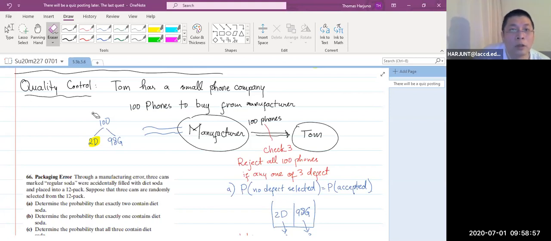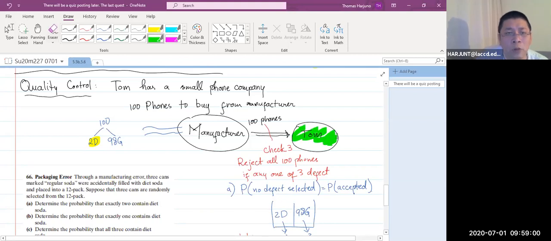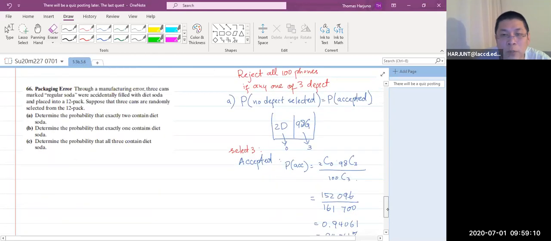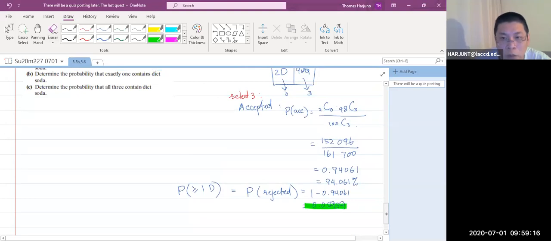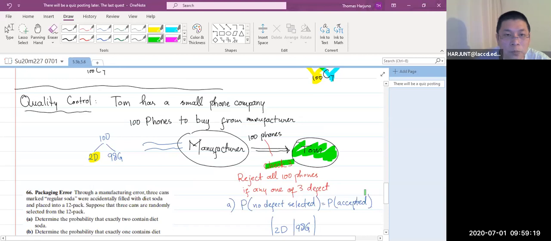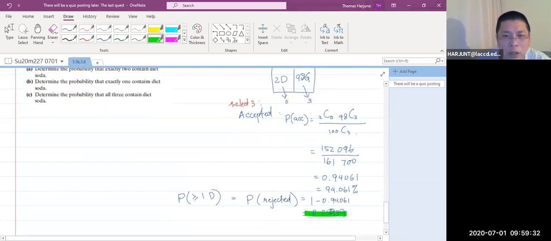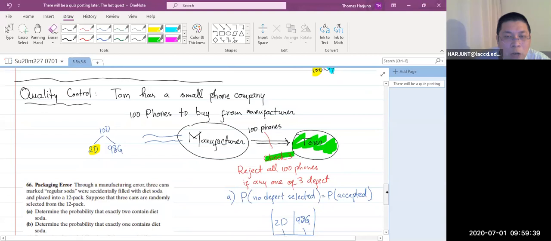So from Thomas' point of view, why do I check 3? Because if I check 3, it's quite useful for me to catch the manufacturer cheating me if he sneaks in 2 defective items among these 100 by just checking 3 of them. You will see it's actually barely enough though. It's barely more than 5%. But the thing is, if I need to check all 100 phones, it takes me a lot more time and it will cut into my profit.